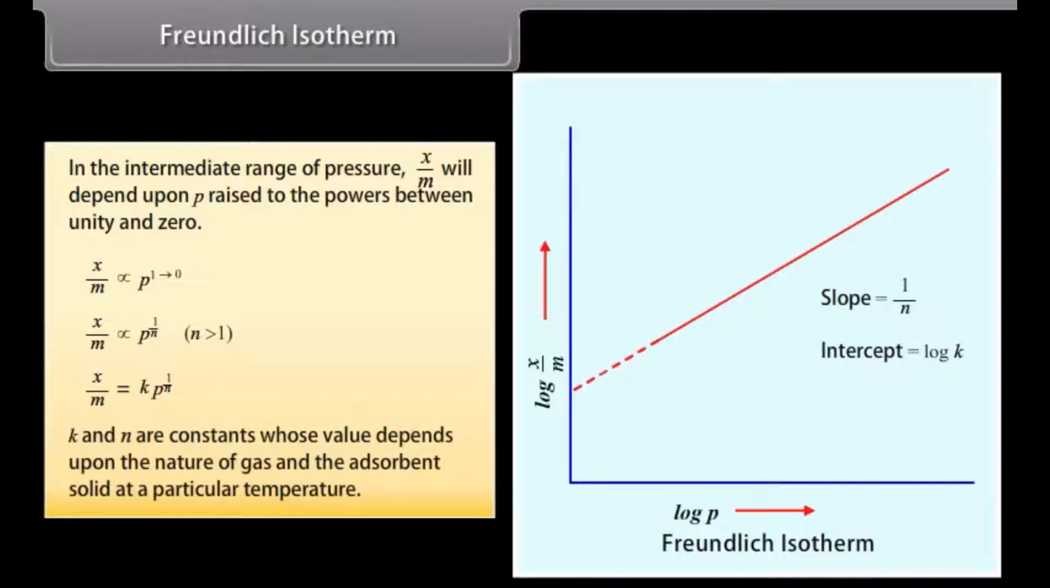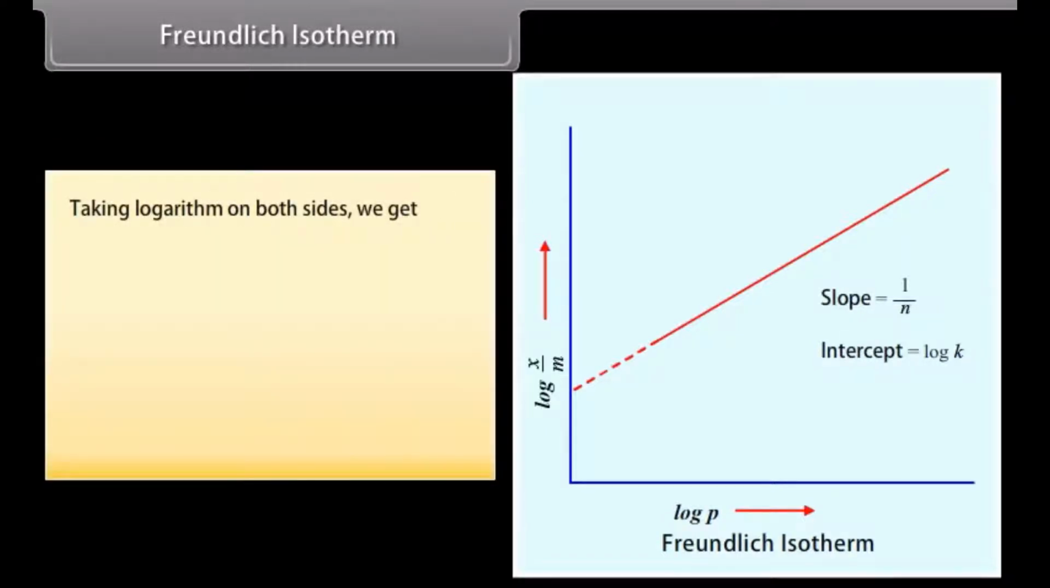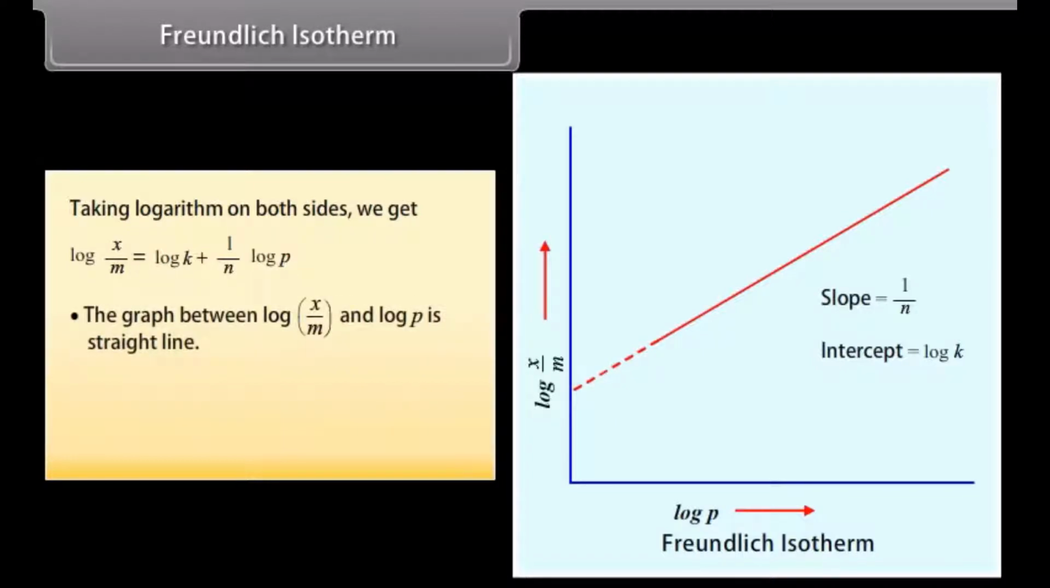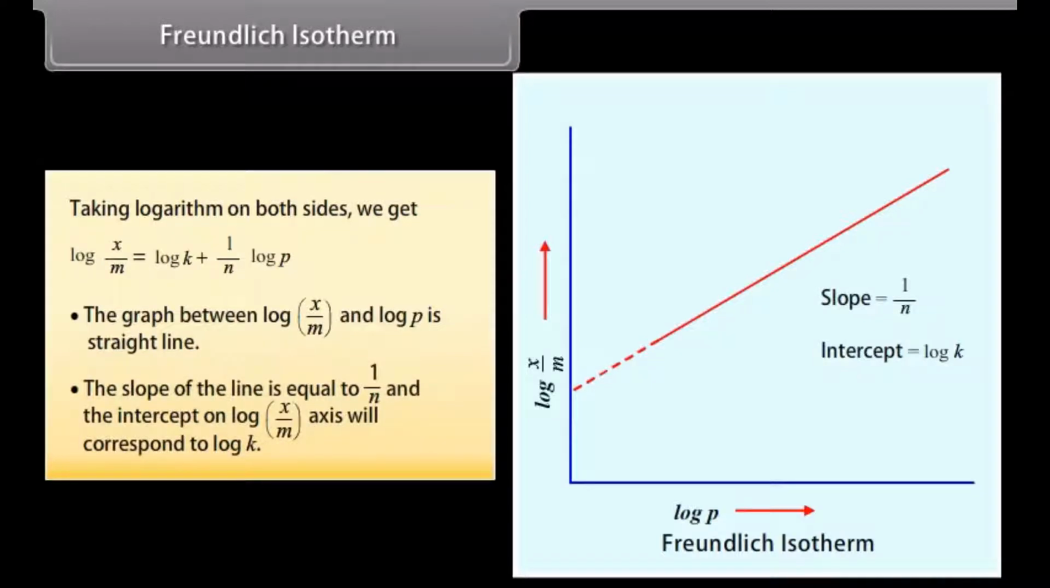k and n are constants, whose values depend upon the nature of the gas and the adsorbent solid at a particular temperature. Taking logarithm on both sides, we get log x/m = log k + (1/n) log P. The graph between log x/m and log P is a straight line. The slope of the line is equal to 1/n, and the intercept on the log x/m axis will correspond to log k.